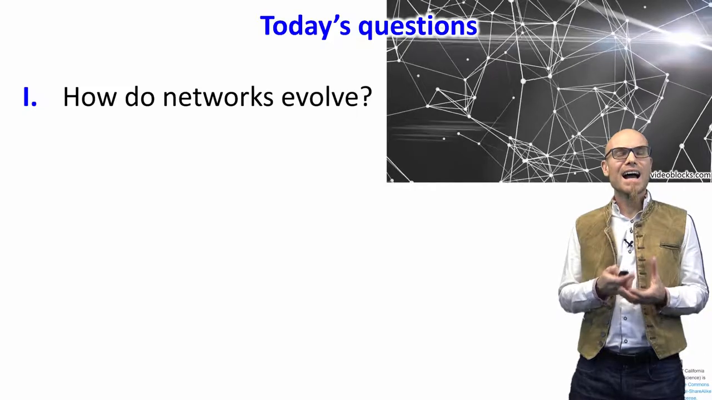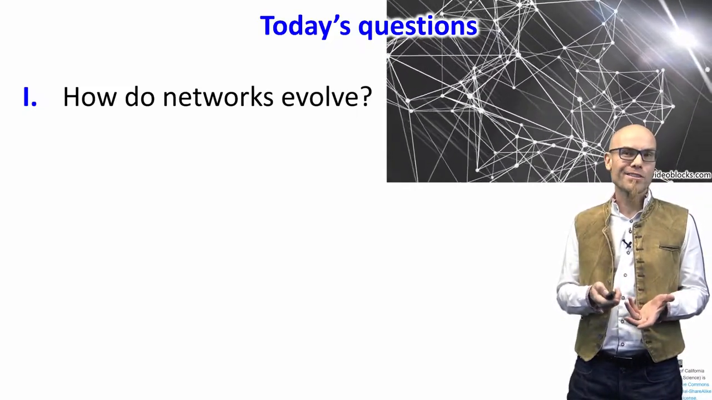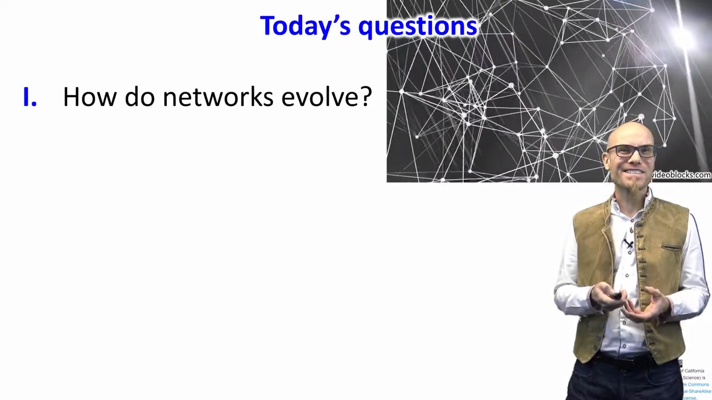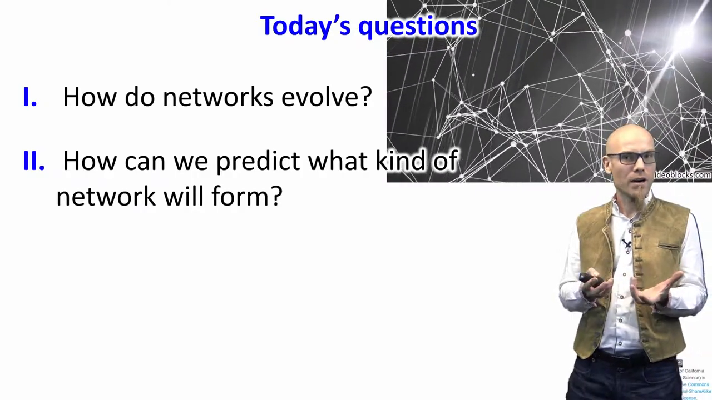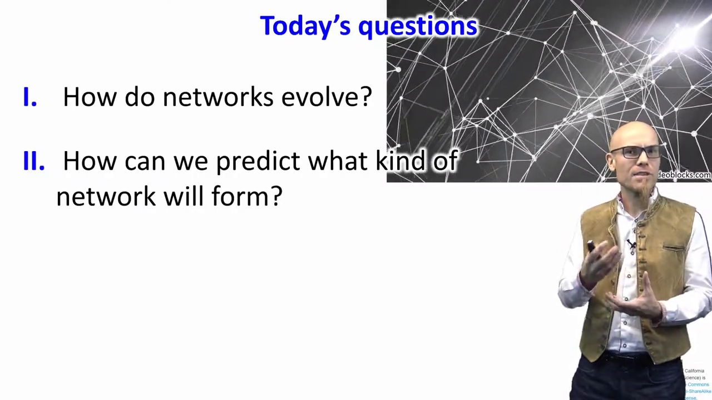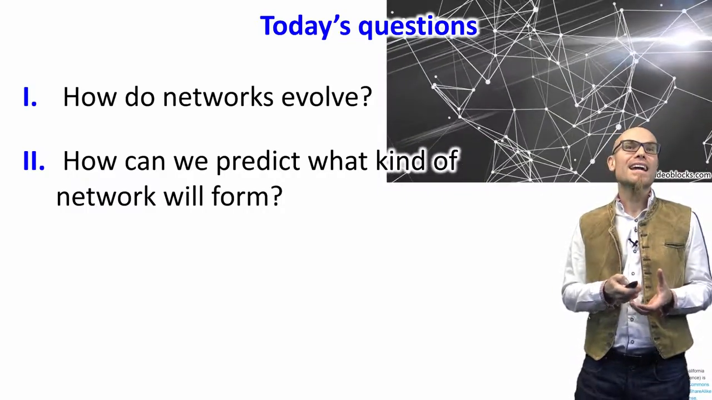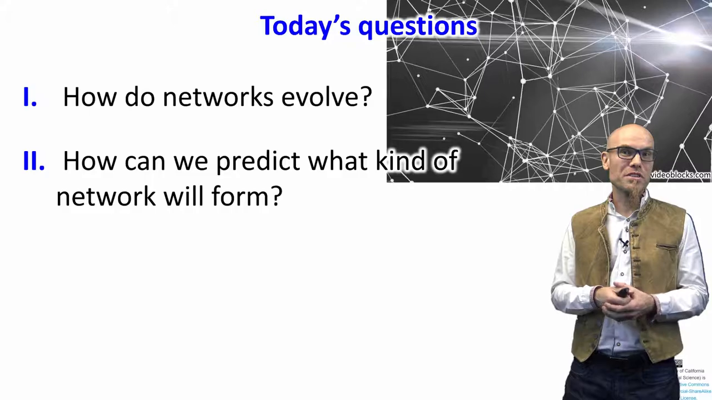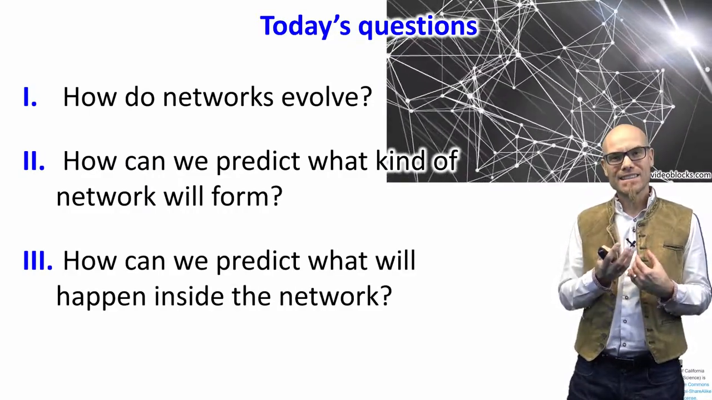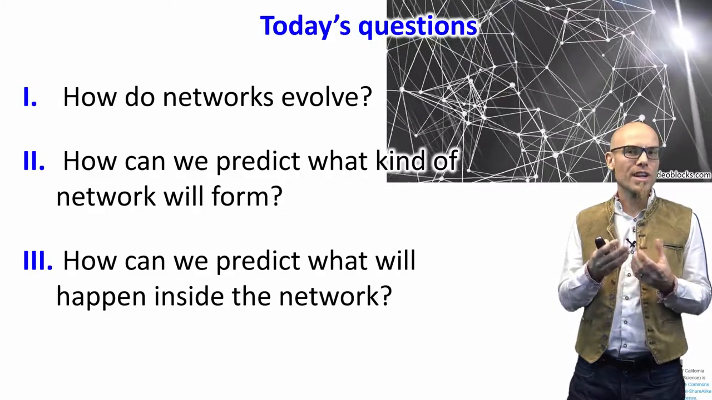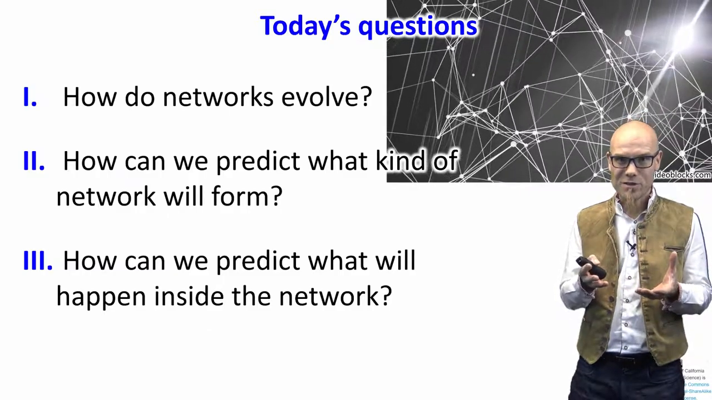The first question is, how do networks evolve? And this first question is actually answered by the second and the third question. The third question is how can we predict what kind of network will form? So how will networks evolve? Well, different networks will form over time. So the network itself changes. And then the second answer to the question how networks evolve is how can we predict what will happen inside the network? So the network changes inside itself and some dynamic is happening on the network, we would say.